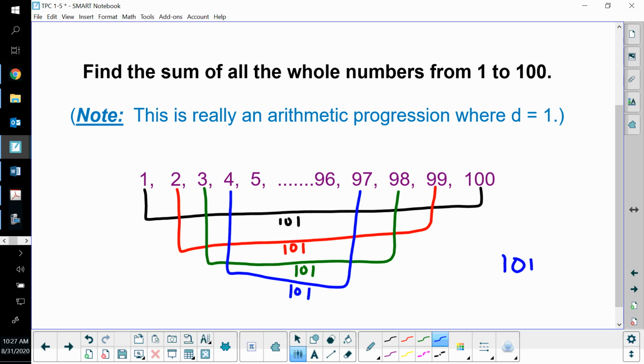So then we need to think about how many of those 101s would we have? Well, if there's 100 total and we're pairing them off, there should be half as many of the pairs, so 50. And if we multiplied this out, we should get 5,050.